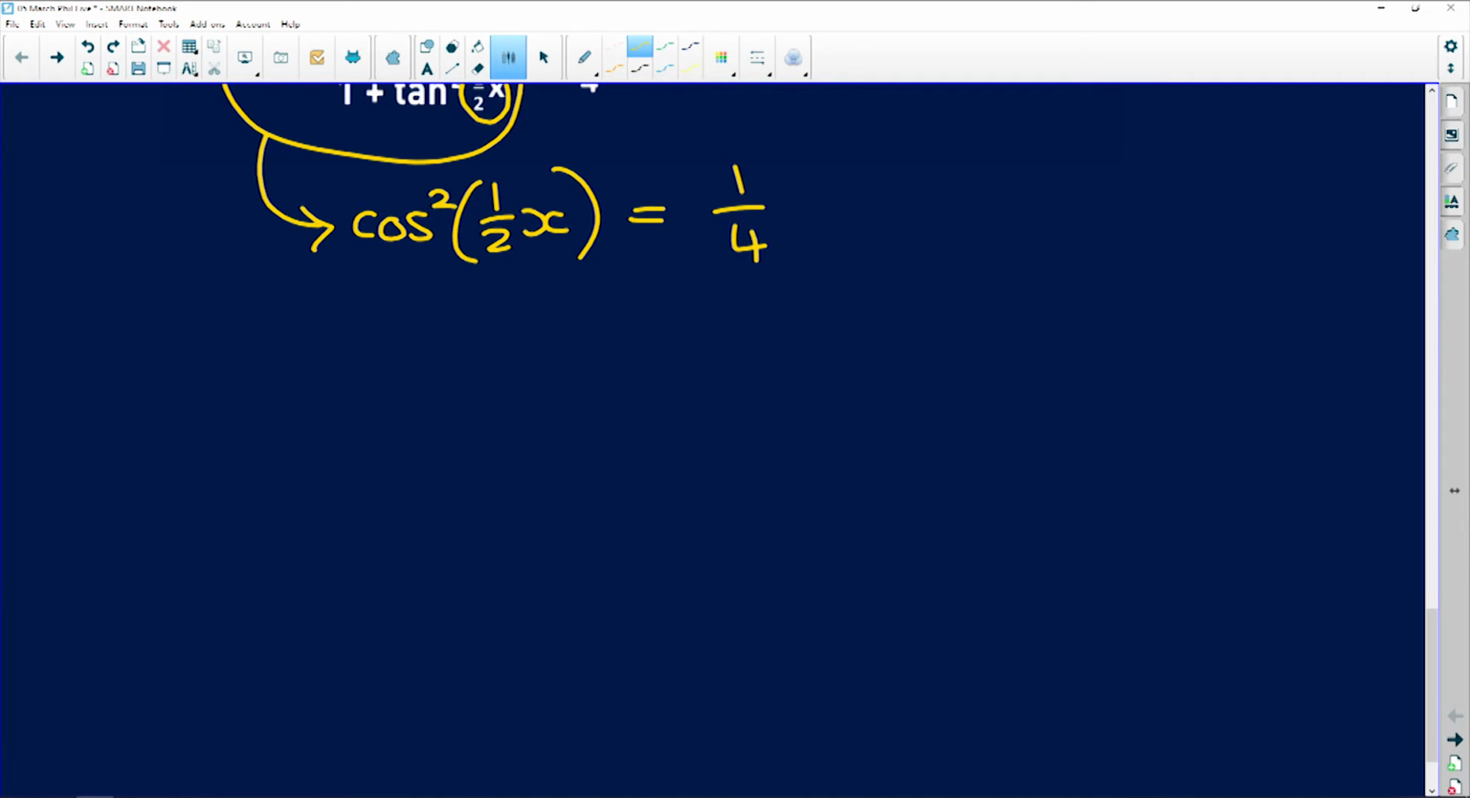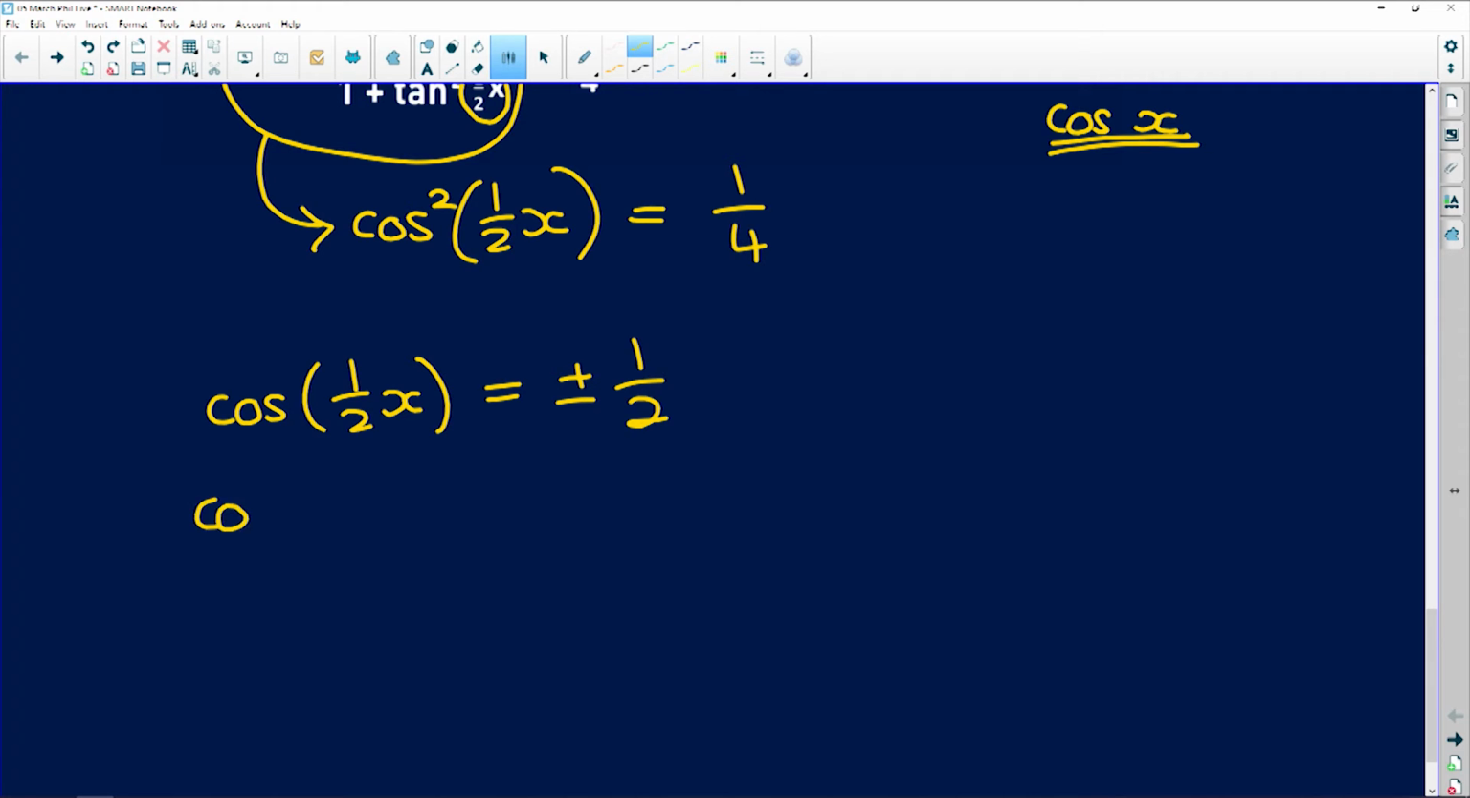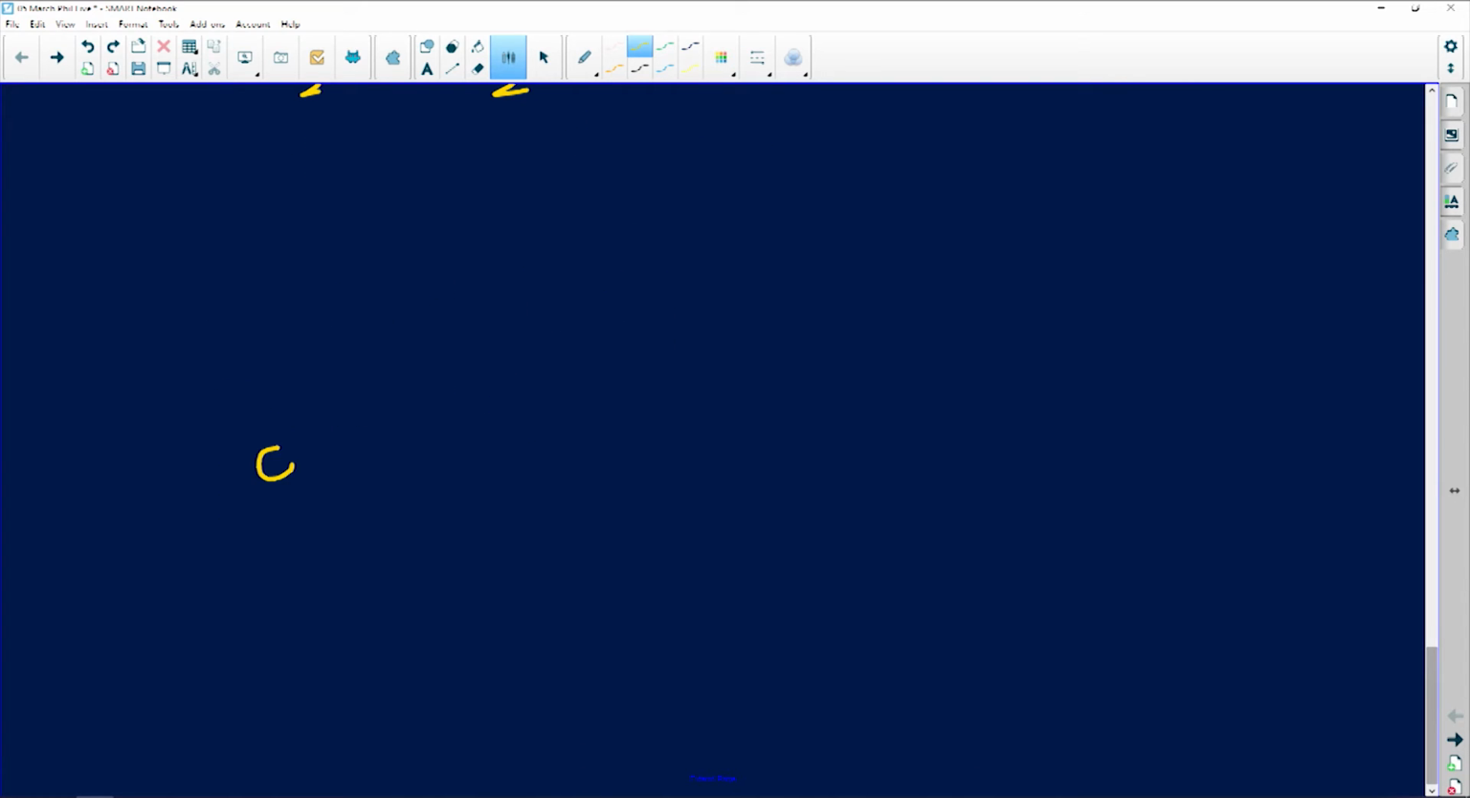If we manipulate this, we're trying to get into the form of cos of x. So the first thing we do is square root it. So if we square root, we get cos of a half x is equal to the square root of a quarter. Remember, guys, every positive square has a positive and negative square root. If I square a half, I get a quarter. So we know that cos of a half x is equal to a half, or cos of a half x is equal to negative a half.